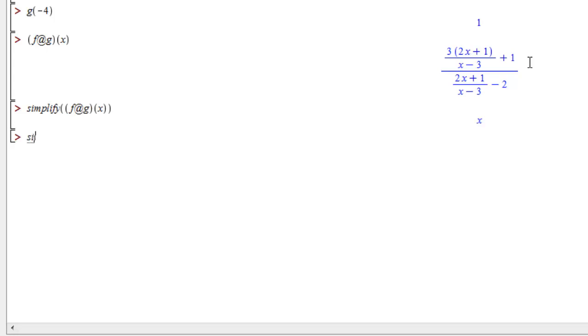If I take the composition in the other direction, so simplifying g of f of x, it also returns just x. Those two compositions, because they return x, tell us that f and g are inverse functions. The other thing we want to look at is how the graphs of inverse functions relate to each other. So let's look at the graphs of f and g. So we're going to plot f of x and g of x on the same coordinate system.